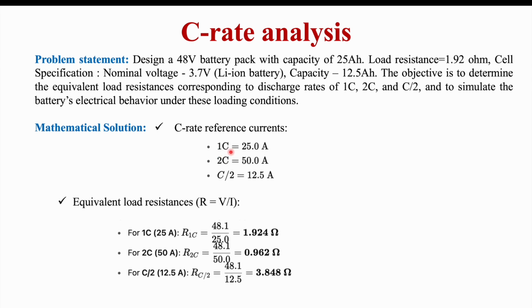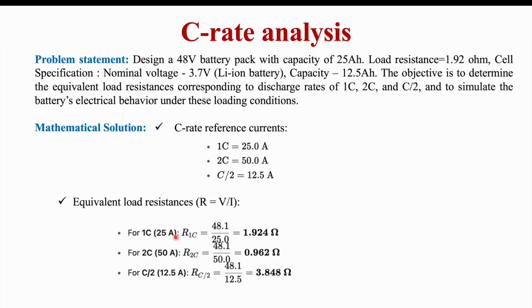At 1C, the battery discharges at 25 ampere. At 2C, it discharges at 50 ampere. At C by 2, it discharges more slowly at 12.5 ampere. So next, we calculate the equivalent load resistance for each of these C rates by using Ohm's law, R equal to V by I. This value helps in simulating real-world operating conditions for the battery.